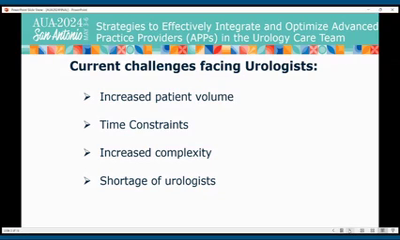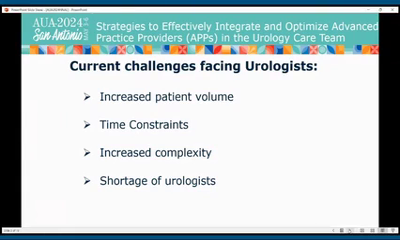Obviously, we have an aging population, and as people live longer, they're more likely to develop age-related urologic conditions such as BPH, incontinence, kidney stones, urologic cancers, etc. With that rising incidence of urologic conditions, there is a higher volume of patients that need to be seen. Also contributing to the increase in patient volume is the increased awareness and screening of urological conditions and the importance of regular screening.